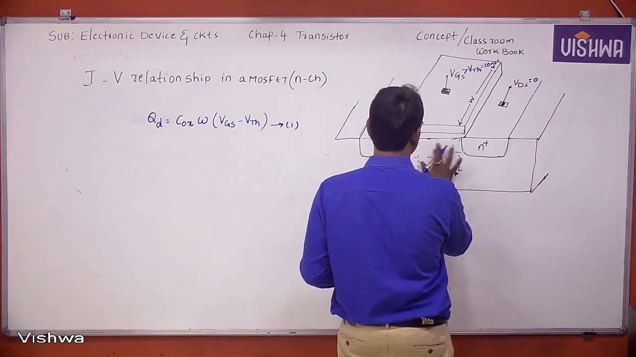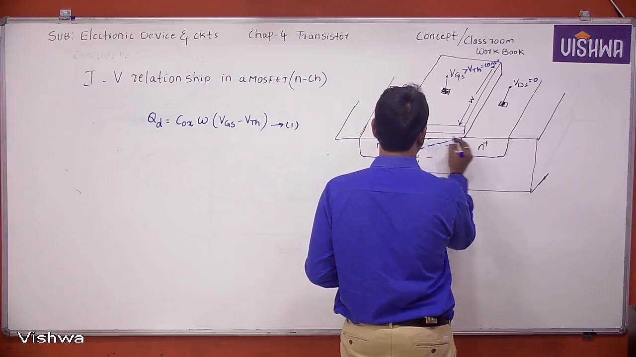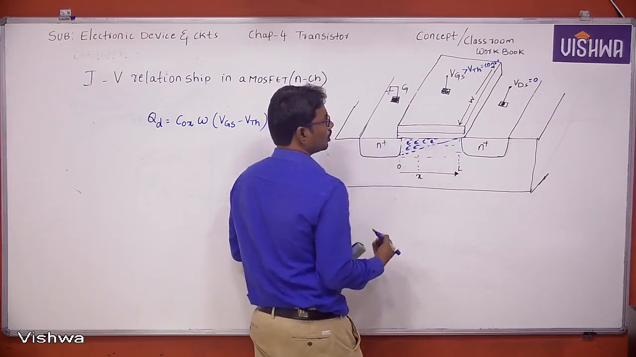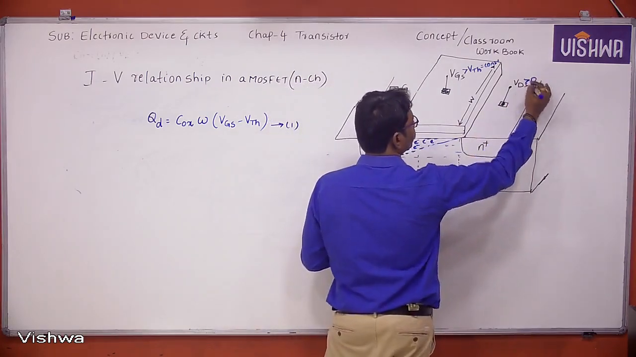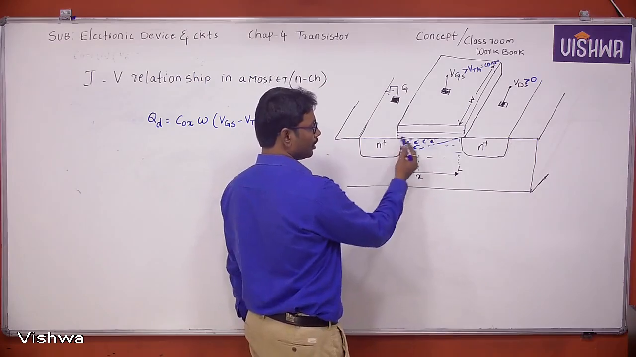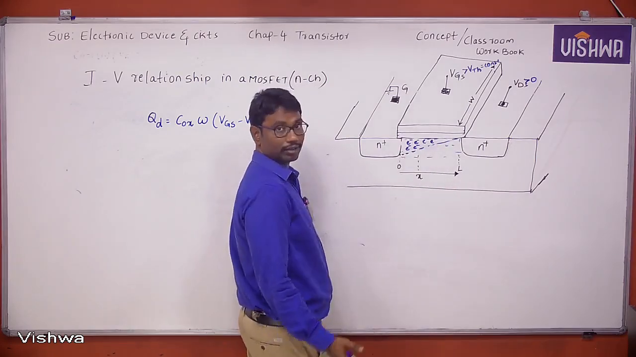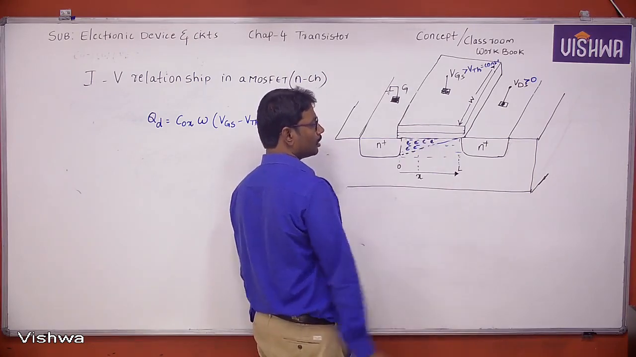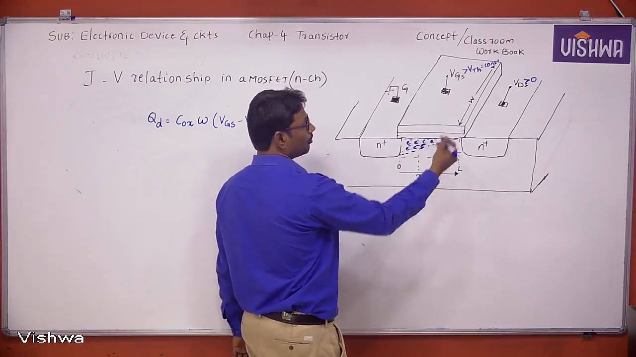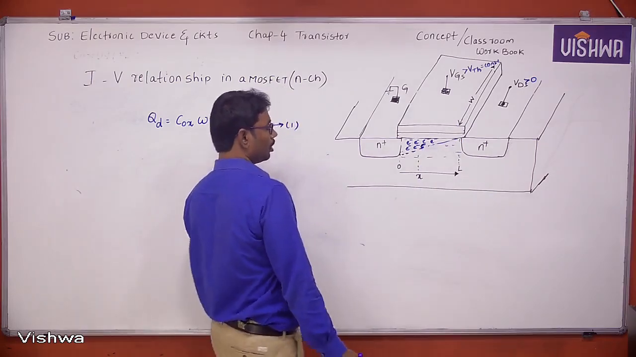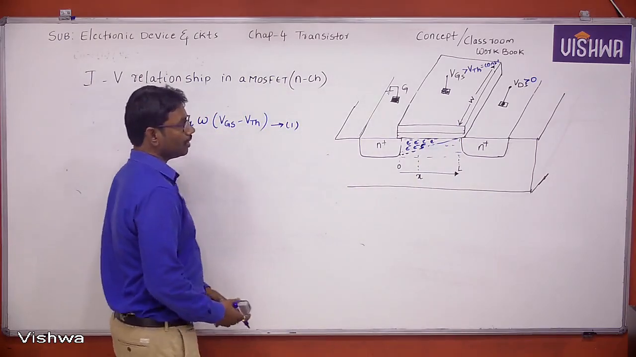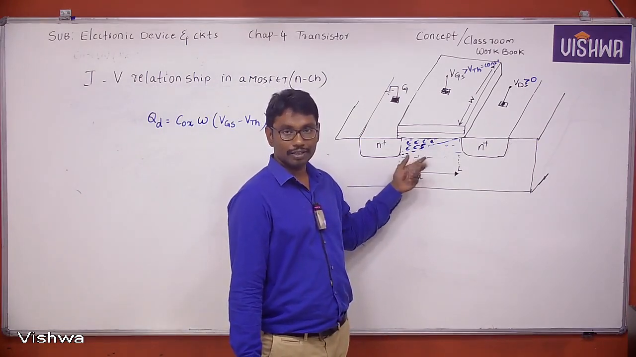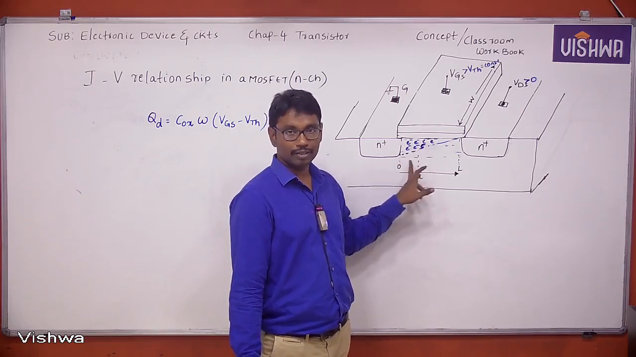Now the second observation. When VDS is greater than 0, I think the channel is in wedge shape, right? That concept we already discussed. When VDS increases, the channel looks like a wedge shape. So when VDS is greater than 0, the channel voltage varies, meaning the channel potential varies with respect to distance.